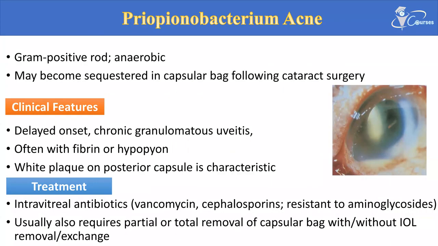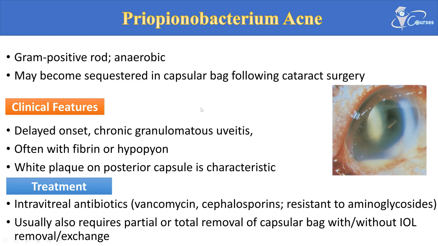Other causes of uveitis include Propionibacterium acnes. We also talked about it in the cataract lecture. It is a gram-positive, anaerobic rod, which can be sequestrated within the capsular bag following cataract surgery. It has a delayed onset, causing chronic or delayed onset endophthalmitis, which presents with chronic granulomatous uveitis, usually with hypopyon or fibrin. There is a whitish plaque in the posterior capsule. This is very characteristic.